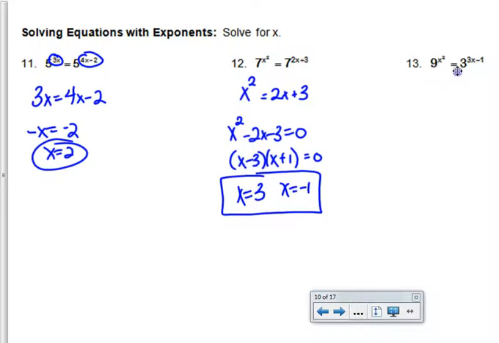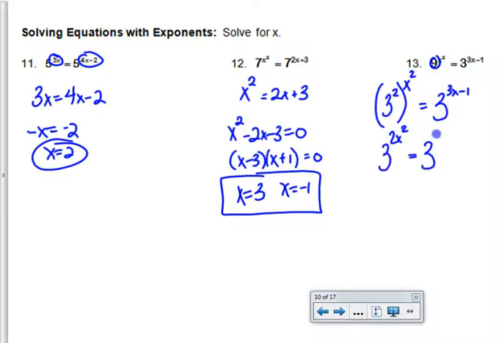Number 13, they do not have the same base. However, I think 9 can be rewritten as a 3. For instance, 9 is really 3 squared. So we have 3 squared raised to the x squared power equals 3 to the 3x minus 1 power. Now a power taken to a power, we're supposed to multiply those together. So that's 2x squared. And now it's just like the previous problems. In order for these expressions to equate, I need their exponents to equate.